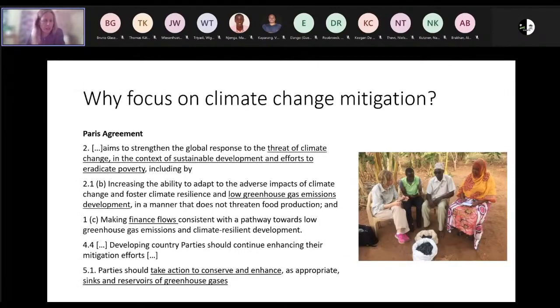Before starting, I think it's worthwhile to reflect a bit on why we focus on climate change mitigation in this context.